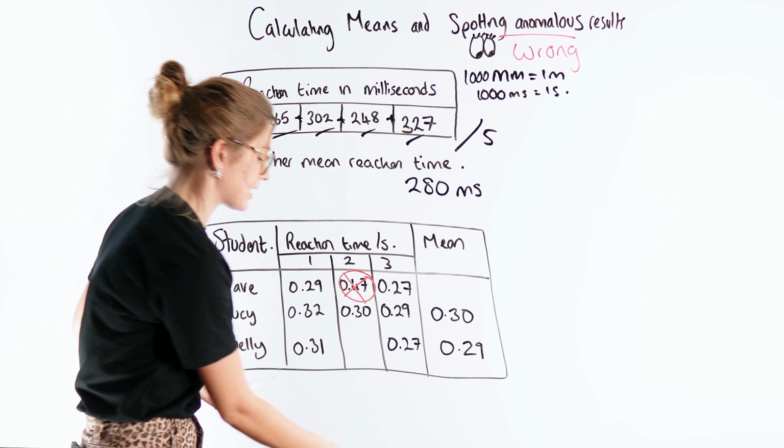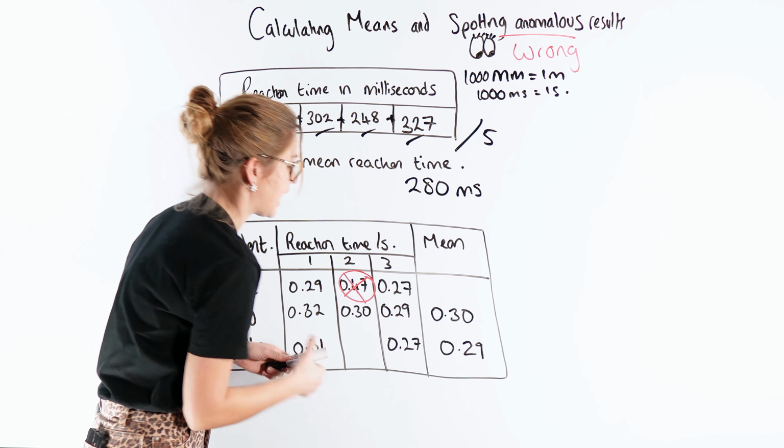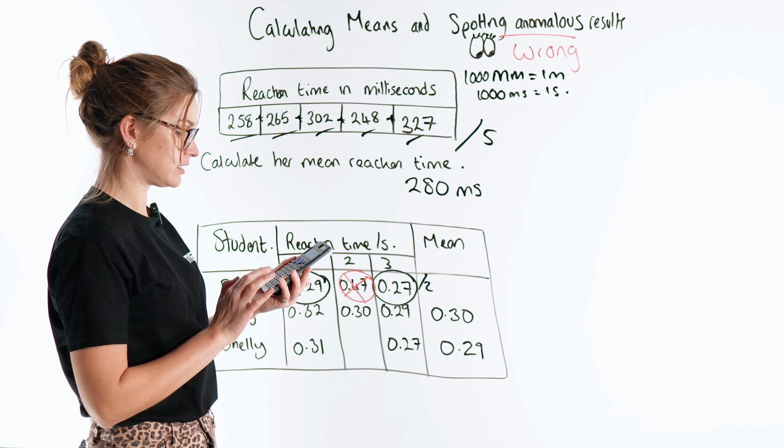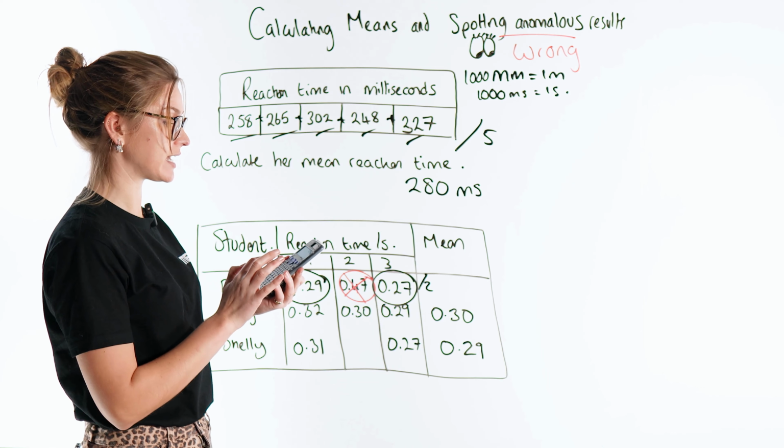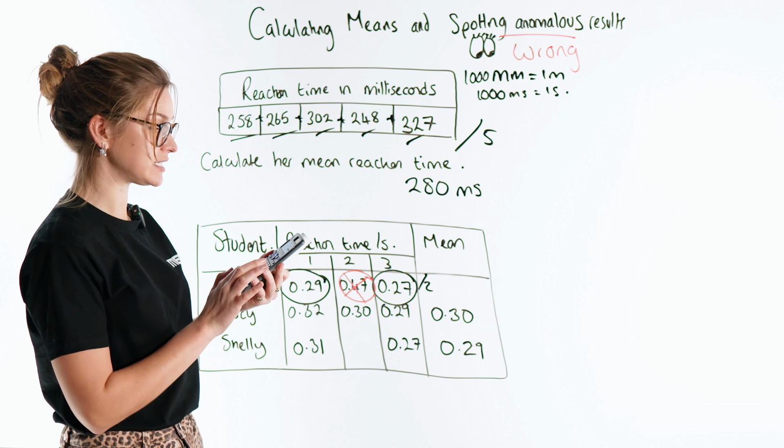So now if I'm calculating the mean, I can see I only have 2 numbers to add together, and then we're just going to divide by 2 because there's only 2 results. So in our calculators, what we're going to do is 0.29, add 0.27, and divide by 2 to calculate the mean for Dave, which is 0.28. So his mean is 0.28.